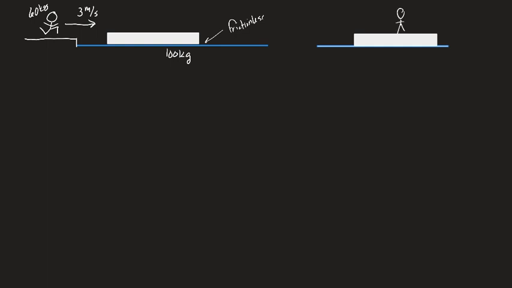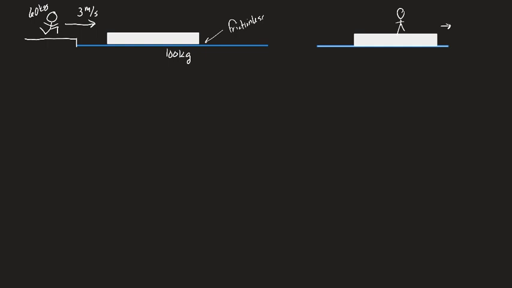What's the speed of the person in the raft after they jump onto it? You guys know things, so you should be able to tell me. I'll give you 60 seconds, and I'll just pick one of you. But this is a type of collision that we should be familiar with, called a perfectly inelastic collision.